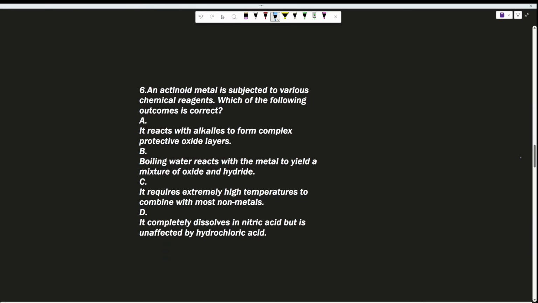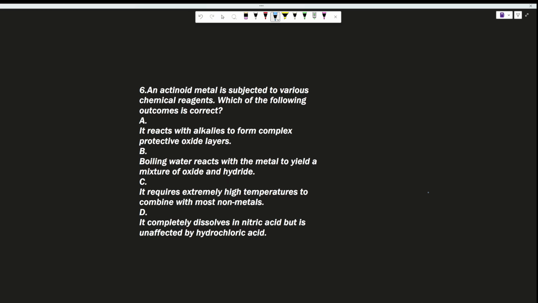An actinoid metal is subjected to various chemical reagents. Which of the following outcomes is correct? So consider any actinoid element and imagine that it is subjected to the various chemical reagents given in the options. First one: it reacts with alkalis to form complex protective oxide layers. No, it's not correct, because metals are alkaline in nature, so they do not react with alkalis. That's why this first statement is incorrect.